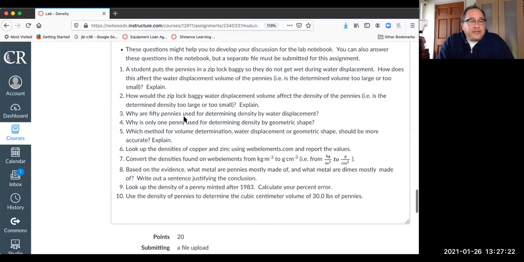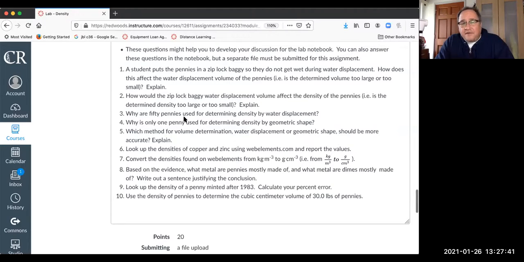And then for number 2, you could say, well, if the volume is too large, and that is in the bottom of the density formula, then that means my density is going to be too small. Okay, so these are the types of things I'm expecting for explanations.